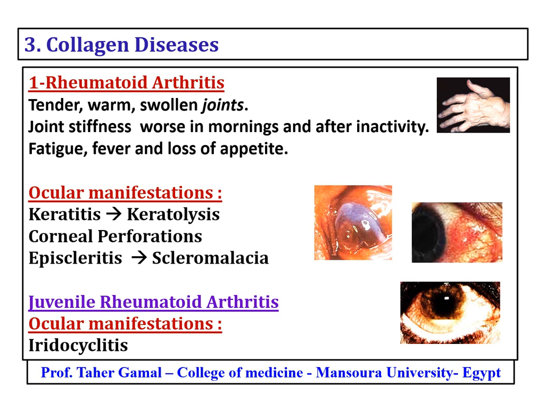The third group of systemic diseases are collagen diseases. The first is rheumatoid arthritis. There are tender, warm, swollen joints, joint stiffness worse in the morning and after inactivity, fatigue, fever, and loss of appetite. The ocular manifestations: keratitis leading to keratolysis, corneal perforations, episcleritis leading to scleromalacia. There is a subtype called juvenile rheumatoid arthritis, with ocular manifestation in the form of iridocyclitis.